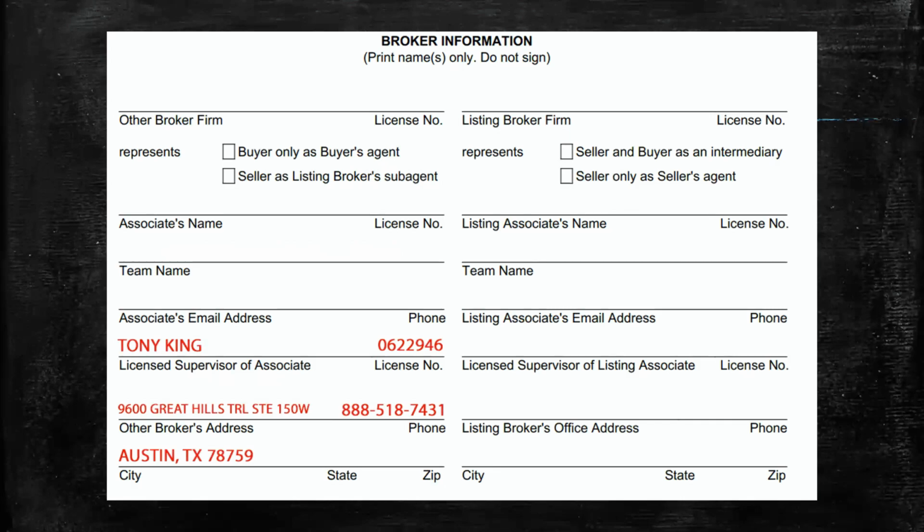The licensed supervisor of Texas real estate agents for eXp Realty is Tony King. That is Tony's personal license number there. And then that is the Austin address. I know that we have a lot of different addresses throughout the state, but when it comes to writing in information on the contract, you do need to use the Austin address.